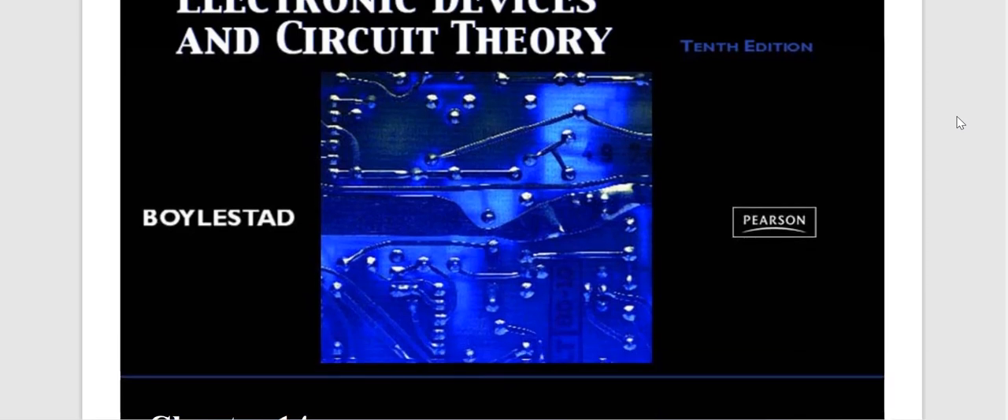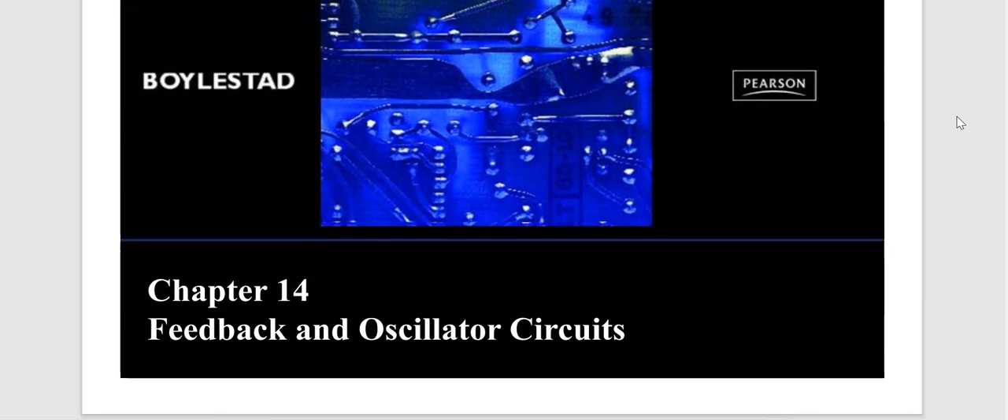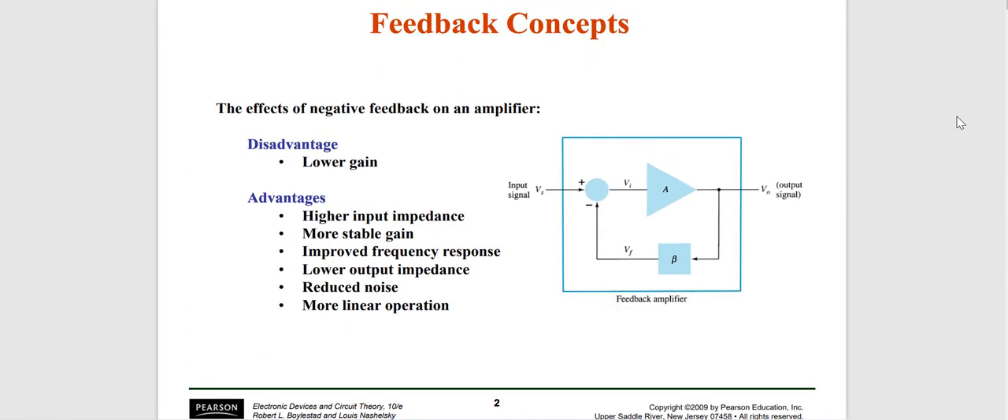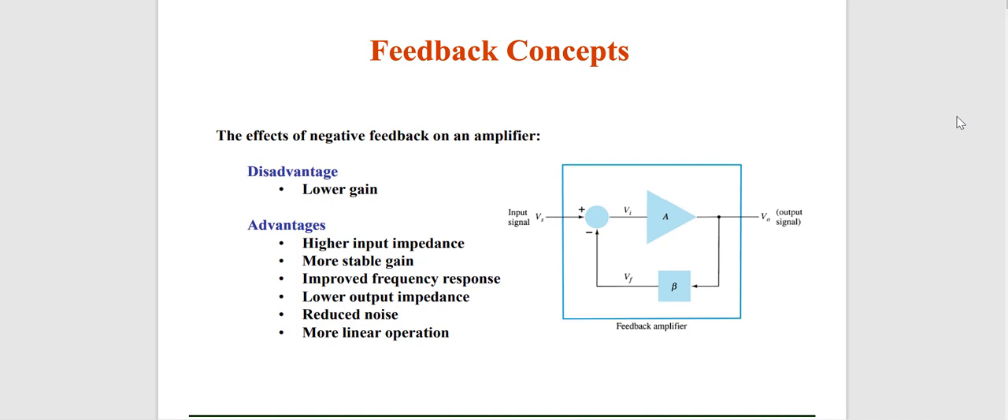Today we are in chapter 14 for Electronic Circuits 2. The title is feedback and oscillator circuits. After we learn many aspects in electronics such as the power amplifier and then linear digital IC, now we will look at another interesting topic in electronics. This is the oscillator and the feedback.